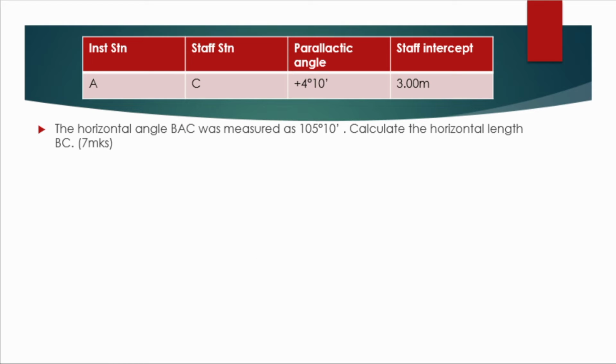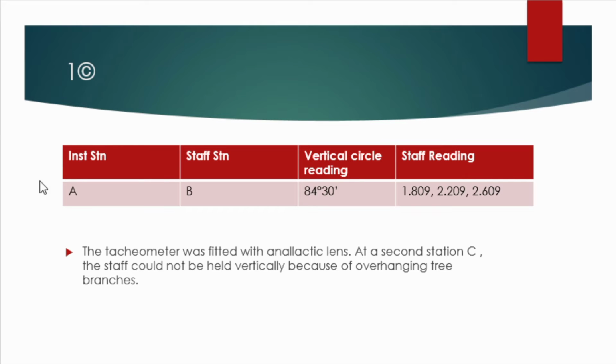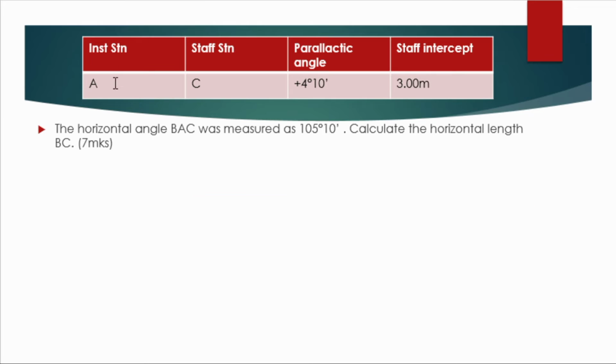So here we had 2 sets of information. This was table 1 where we had A, B. Then on table 2 we had A and C, where we had a parallactic angle of 4 degrees and 10 minutes. Then here we just had the staff intercept directly. So staff intercept, that is the S representative there. The horizontal angle BAC was measured as 105 degrees 10 minutes. We are required to calculate the horizontal length of BC, a total of 7 marks.